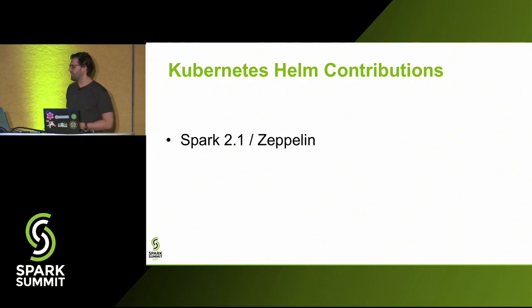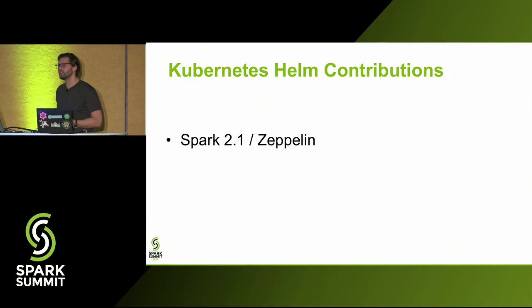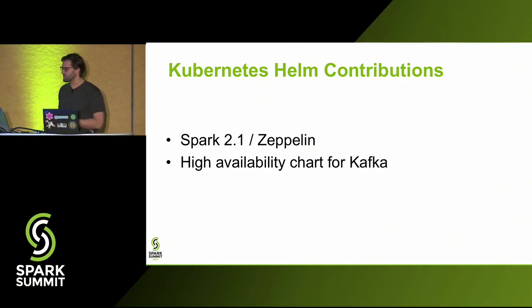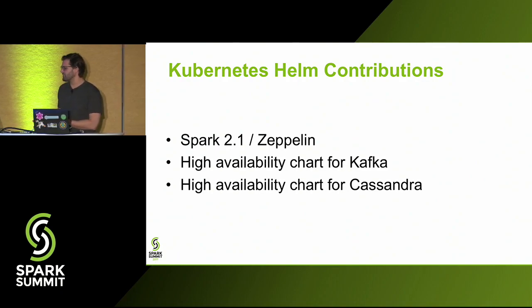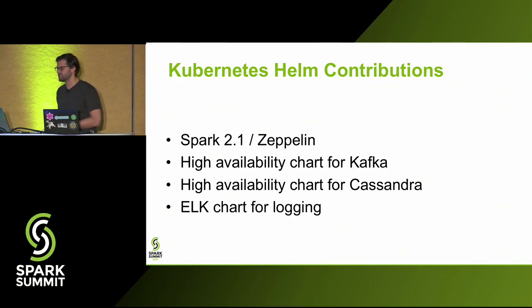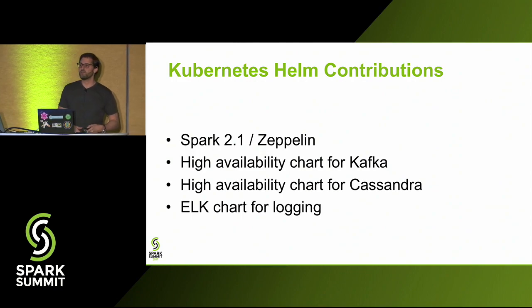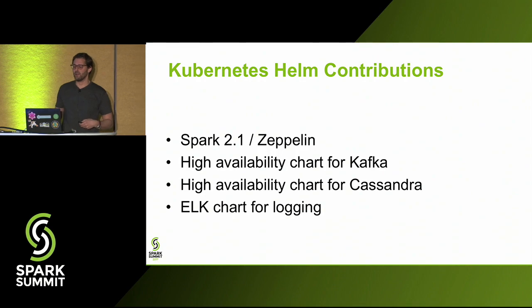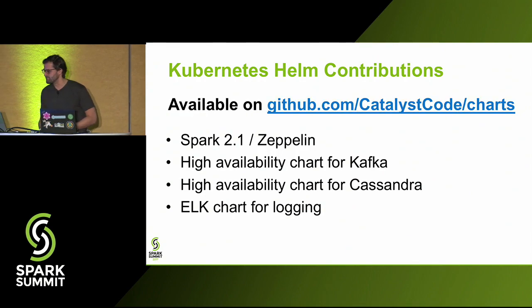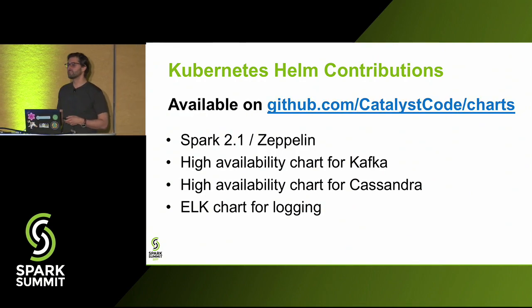We've contributed a few different Helm charts for Kubernetes, one being the Spark, another high availability chart for Kafka, and another one for Cassandra, and another for Elk, for logging, for the whole Elastic, Logstash, and Kibana stack. All these are available on Catalyst Code/charts.